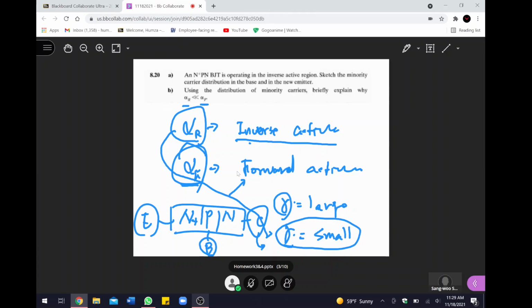Alpha F is when the device is operated in the forward active region. If you look at how this alpha parameter, alpha R and alpha F, is calculated, it is proportional to the injection efficiency. Injection efficiency is inversely related to the minority carrier concentration. The minority carrier concentration on the collector side is larger than on the emitter side, so that's why we have this kind of result.